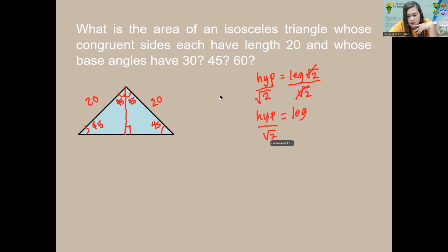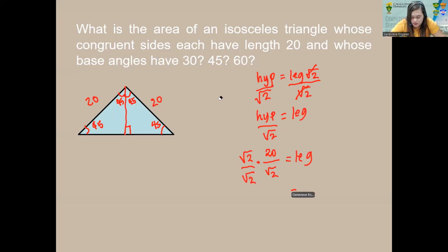Nya kaya ang hypotenuse nato dira is pila man? 20. 20 over square root of 2. So, ang atong leg will be, i-multiply og square root of 2 times square root of 2, no?